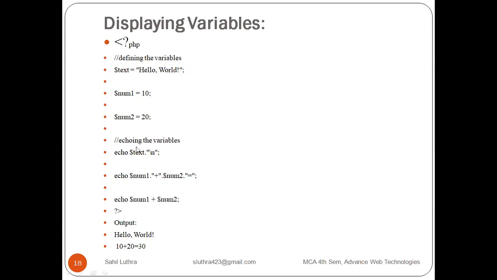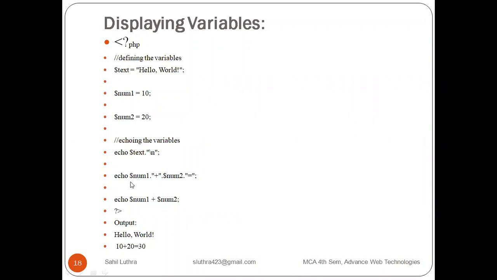After that, the next thing is echoing the variable. What does it mean? It means that we are going to display the variable, or the value of the variable, on the screen. The syntax is echo dollar text dot, inverted comma slash n inverted comma, and a semicolon. So this is how you can display the variables on the screen.